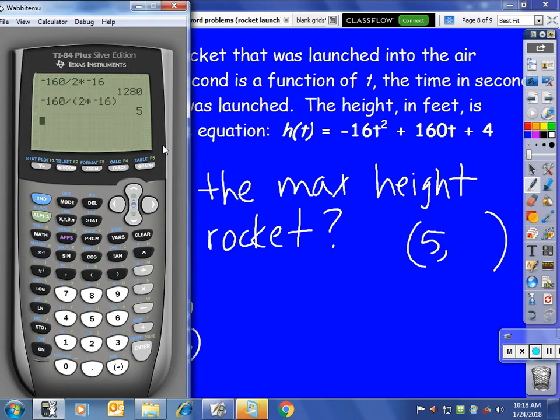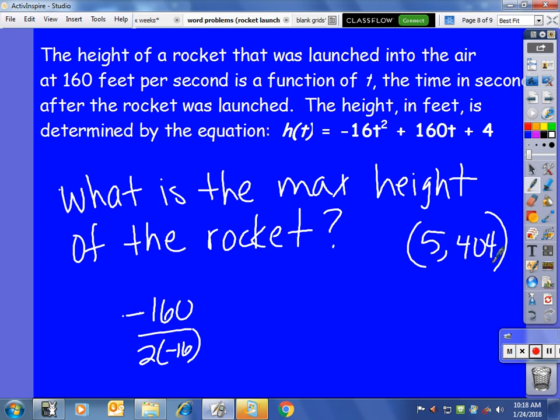Okay, so now how do I find the y that goes with it? Go to table set, tell it to start at 5, or I could do calculate value. So my whole vertex is 5, 404.